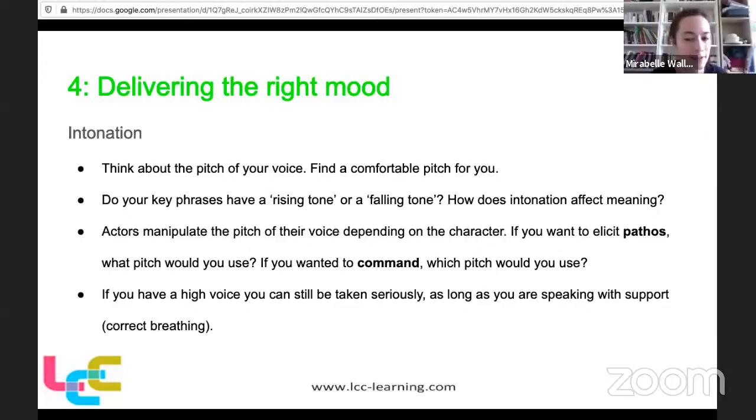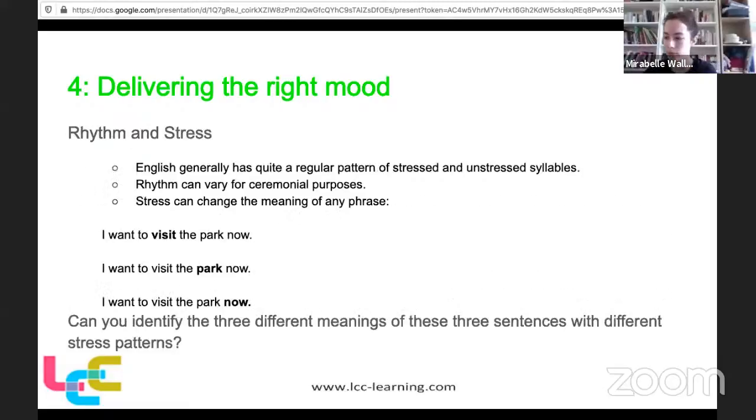You can still be taken seriously as long as you're speaking with good support, by which I mean good breathing and good posture. And that way your voice should project nicely. Good, really good. Okay, now let's think about rhythm and stress.